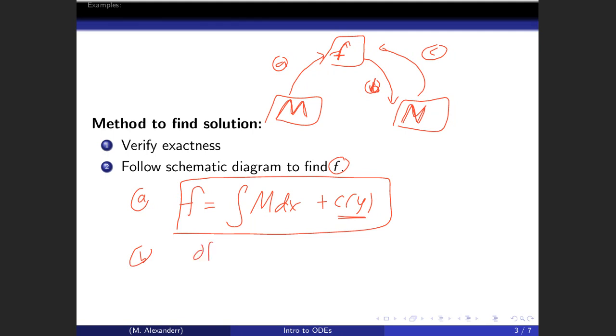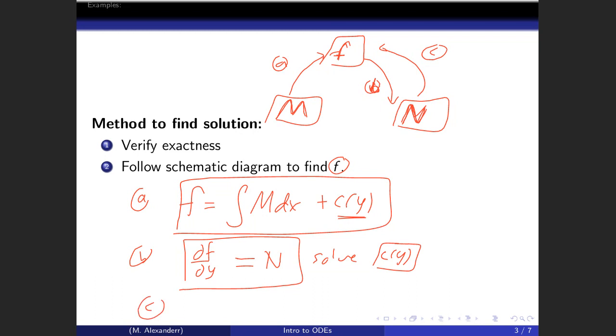You're going to differentiate the formula that you just got with respect to the y variable, and then you're going to make it equal to the n function. So that's how you use the other function, n. Now you try to solve for the c of y function, and step C is essentially updating your function f. You have your formula for f from the first step, and then you update your formula for the c part. Okay, so that's roughly the idea here.